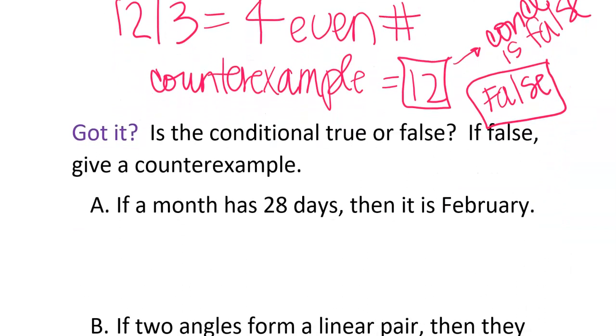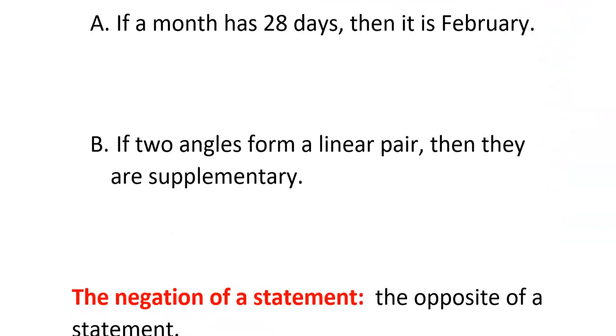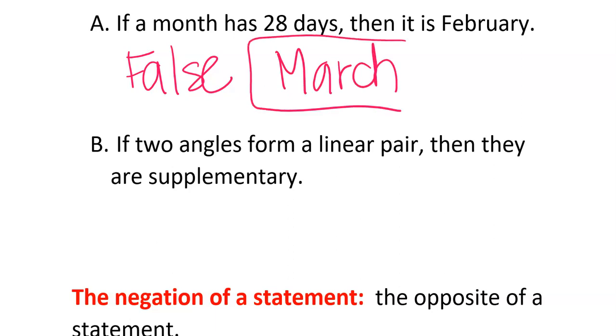Okay, here's another one. If a month has 28 days, then it is February. Okay, why is that one false? Leap years. Because every month has 28 days, right? It just happens that February doesn't have any more than that. So this one's going to be false, and you could pick basically any month. My counterexample, I'm going to say March. You could have a different counterexample than mine.